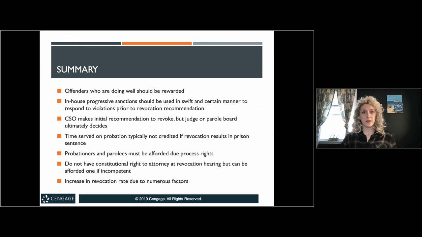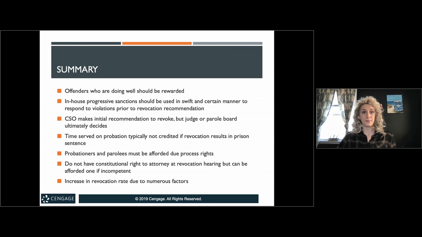So I should have clarified this. The judge is going to make the decision typically for probationers, whereas the parole board is typically going to make the decision for parolees of whether the probation or parole should be revoked. Time served on probation is typically not credited if revocation ends up resulting in a prison sentence. However, as I said previously, federal courts and now a Florida statute does allow for some time served on probation to be credited.